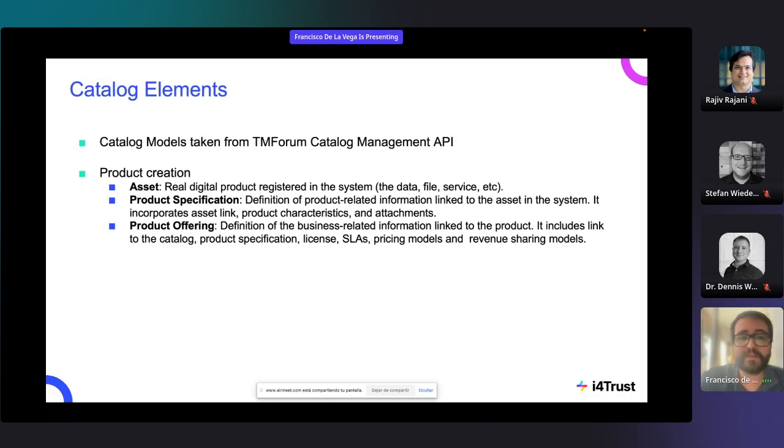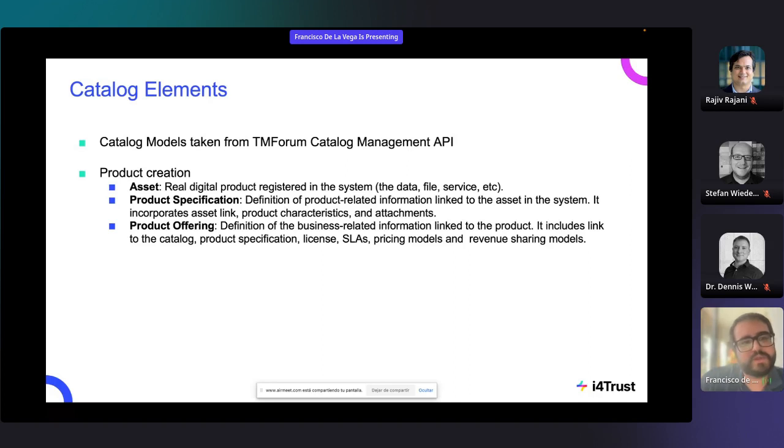And then we have the product offering, which is linked with a product specification and defines all the business related information that is linked to a specific product specification. So it includes a link to the catalog where it is published, a link to the product specification that is going to be published, and then includes the license and the terms and conditions, the service level agreement that is applying to this product offering, the pricing model that is going to be applied to this offering, the different terms, and also the revenue sharing model that is going to be applied to this specific offer.